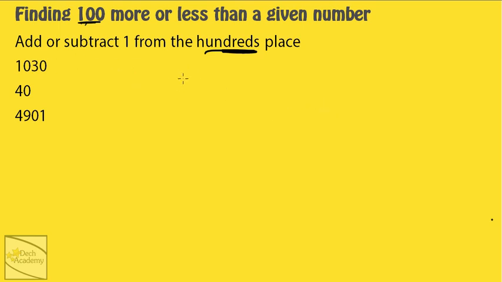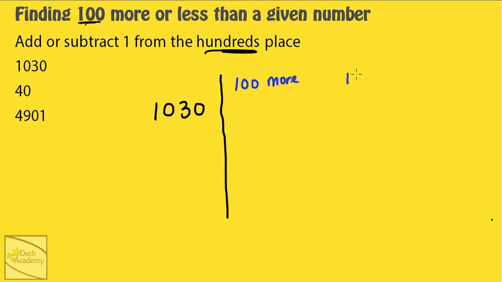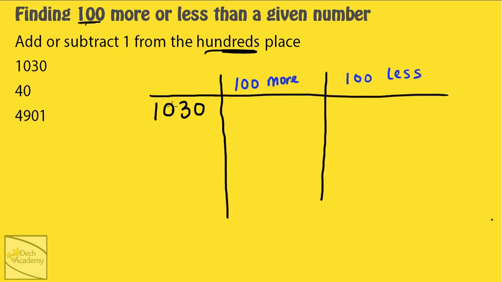So the first number is 1030. So what I'll do is I'll use a table. We're either finding 100 more or 100 less. So let's see, 0 is in the units place, 3 is in the tens place, 0 is in the hundreds place, and 1 is in the thousands place.